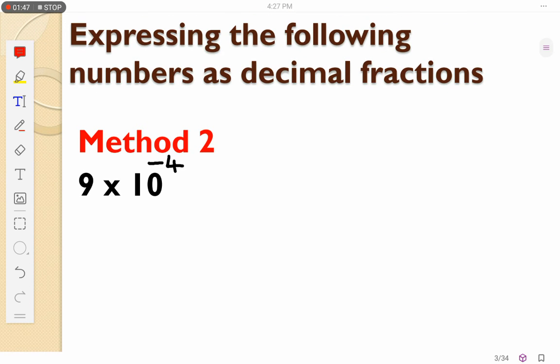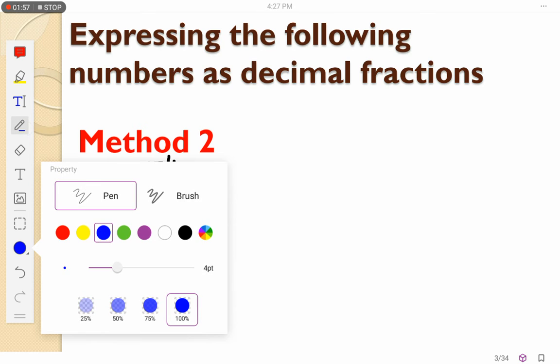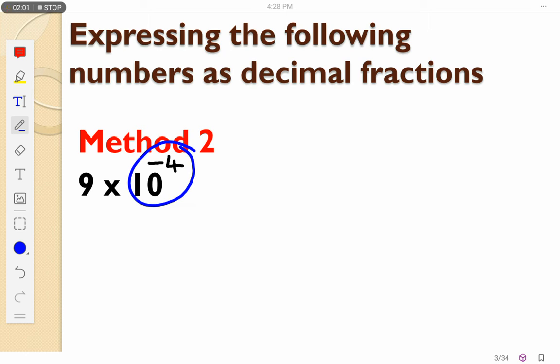For my method number 2 now, it's simple for me, and I think maybe someone can learn from this. Let me show you what I do. When I have a negative power like this, I know it's going to be 0 point something. Because it's going to be 0 point something, and remember the shifting method that I taught you in the previous video, I'm going to shift my comma 4 times to get to minus 4. So I can say 1, 2, 3, 4 to get to 9.